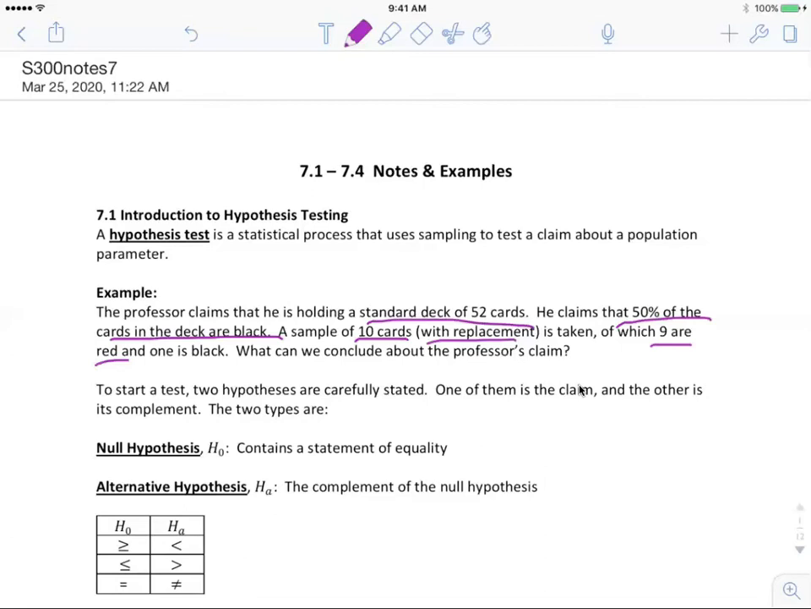Some nuts and bolts of this section: anytime you do a test, there's going to be 2 hypotheses. The names of them are the null hypothesis and the alternative hypothesis, and they have symbols. The symbol for the null is H sub 0, or sometimes I just say H-naught, and H sub A for the alternative.